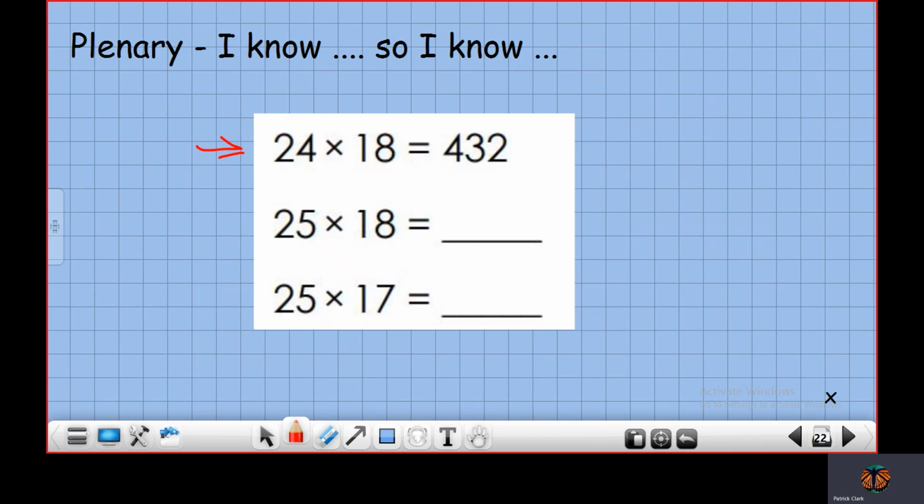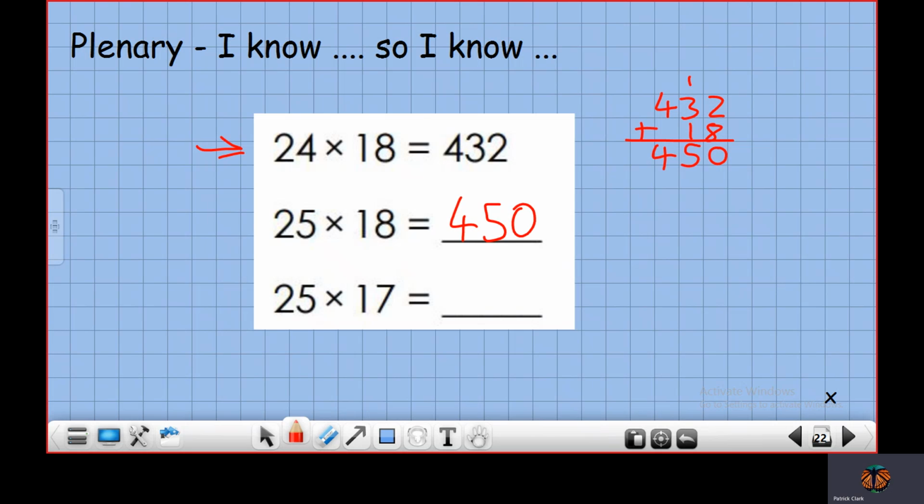If you've unpaused the video, we're going to talk about our ideas now and discover what we know. 24 times 18 is 432. 25 times 18 is just one more group of 18. So if I add 18 to 432, I should find 25 times 18. Well, 2 add 8 makes a 10, carry the 1 over. 1 and 3 are 4, 5, and we've got 450. So because we know 24 times 18, we now know 25 times 18.